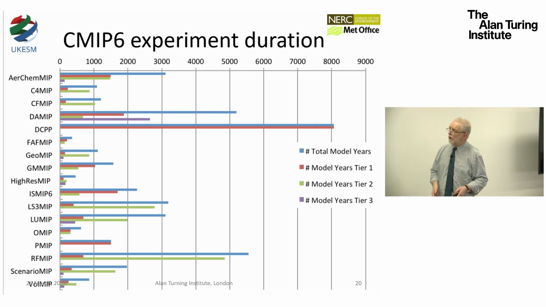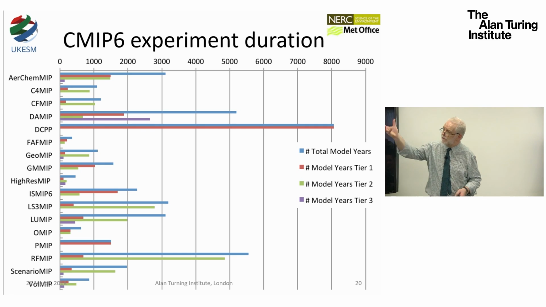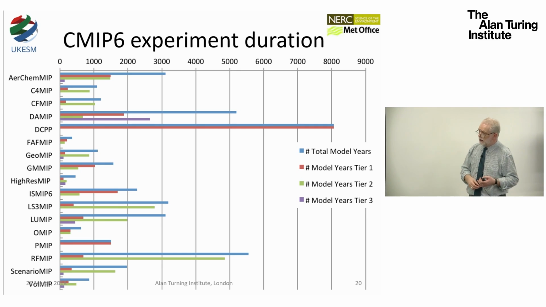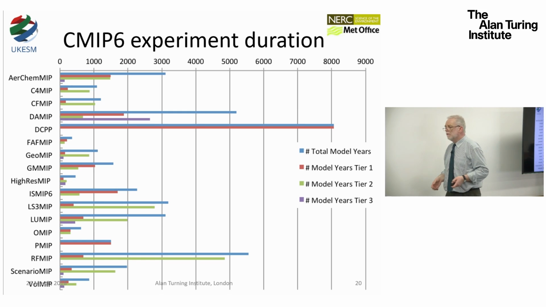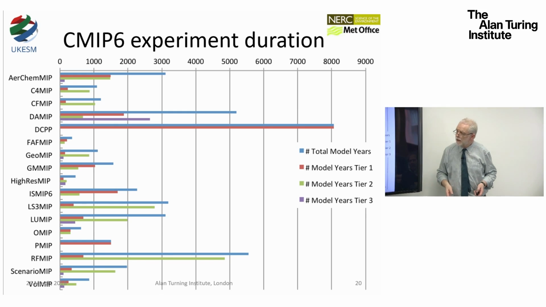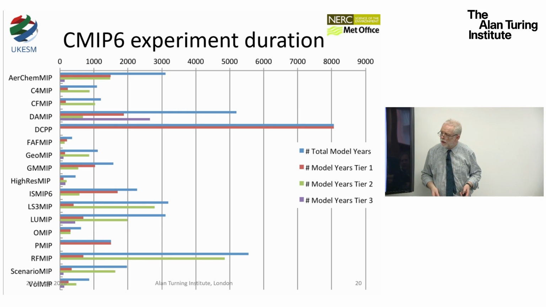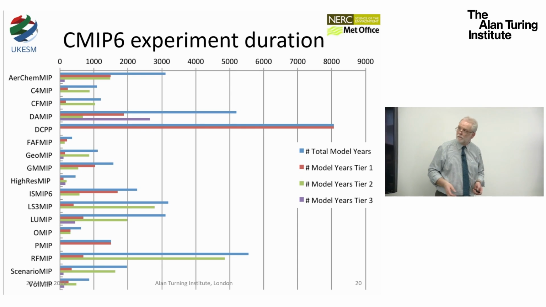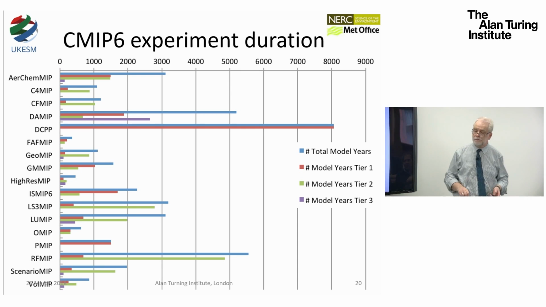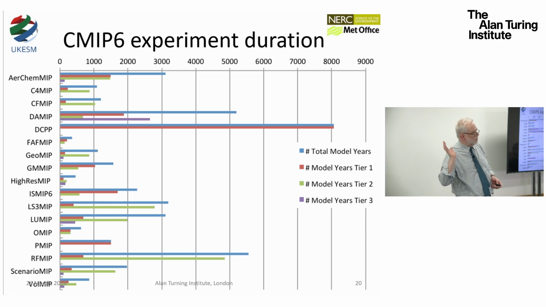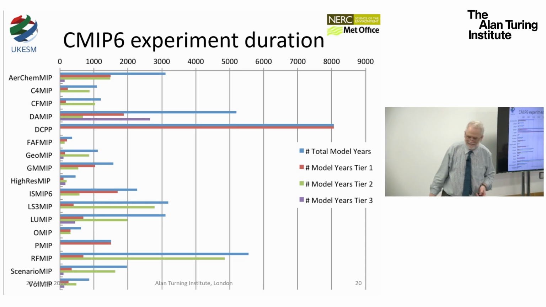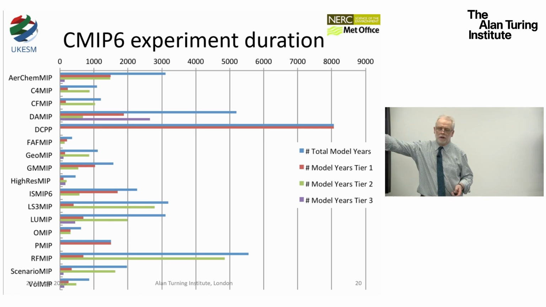CMIP6 also specifies the duration of the experiments for the different MIPs. There's great variation there between the different MIPs and within the MIPs, the priorities, the tiers for the different runs that they are electing to take part in. What are the units across? These are years. Yeah, model years. Not well, they might be real years at the rate we're going. Yeah, sorry, these are model years. A big one.